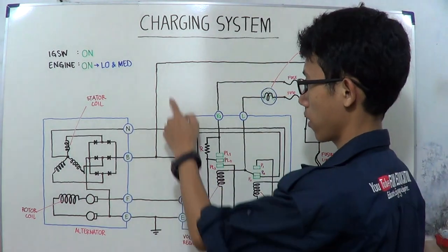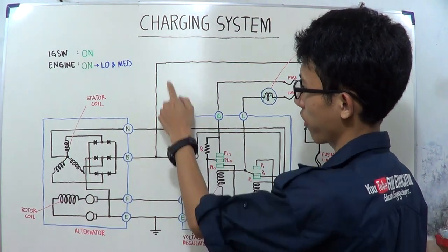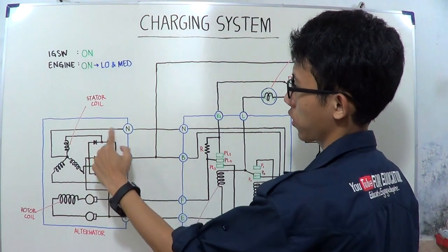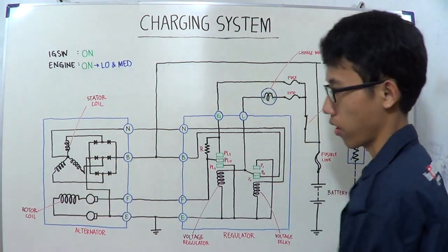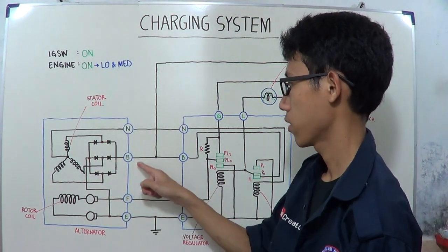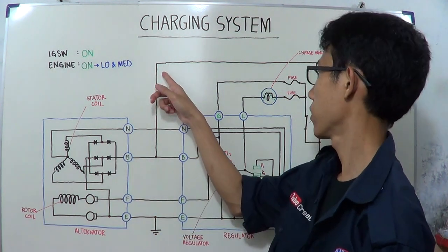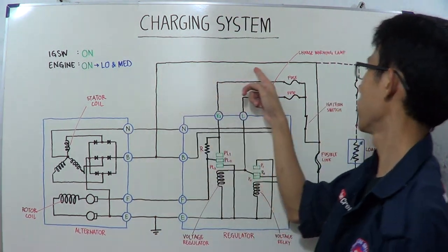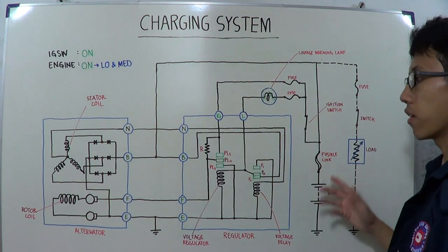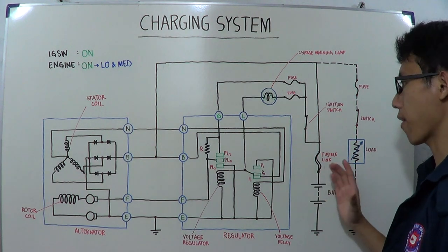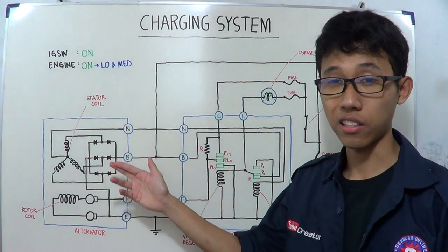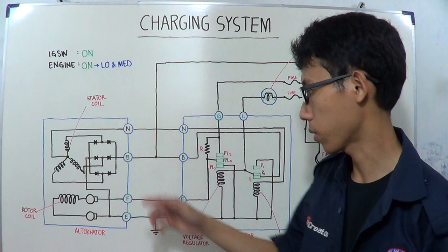As you can see, there is a wire that connects at this point. So the electric current or voltage that is generated from the stator coil flows from the B terminal of the alternator up this way, right and down to the fusible link and to the battery. This happens when the battery has a lower voltage compared to the voltage that is generated from the stator coil.